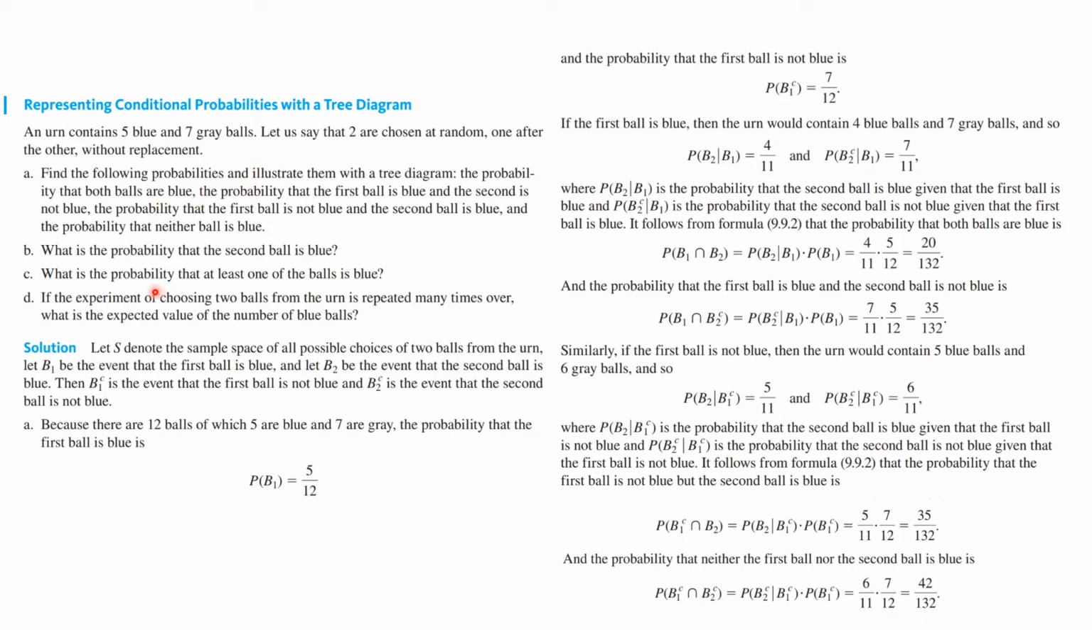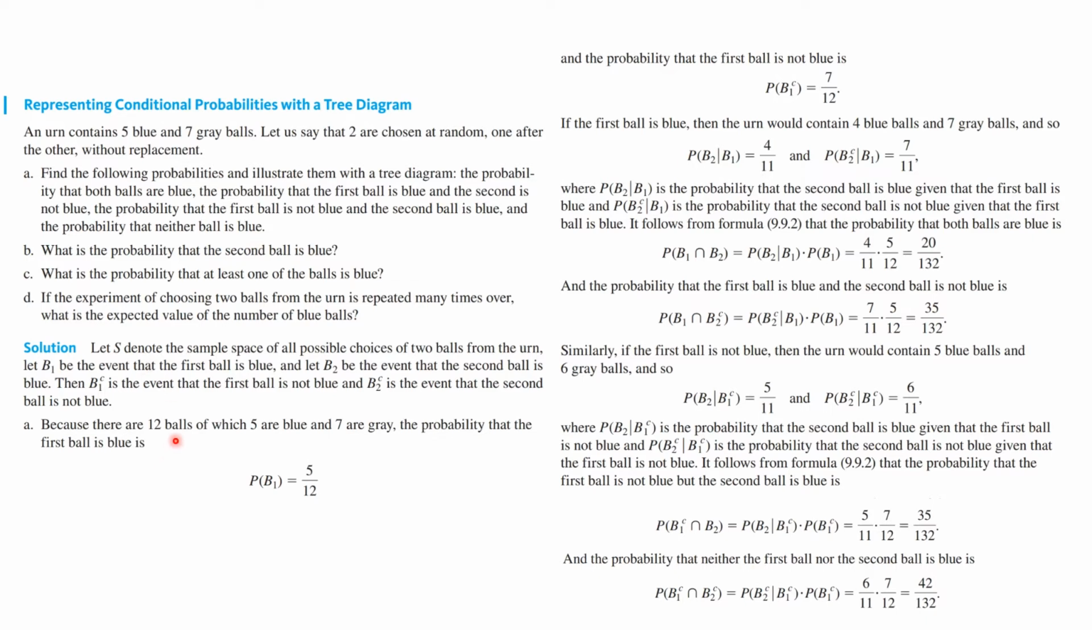So we have a bunch of questions that were asked, and let's just deal with them in turn. Find the probability and illustrate with the tree diagram: the probability that both balls are blue, the probability that the first ball is blue and the second is not blue, the probability that the first ball is not blue and the second ball is blue, and the probability that neither ball is blue. That's a lot in part A, but let's talk about that.